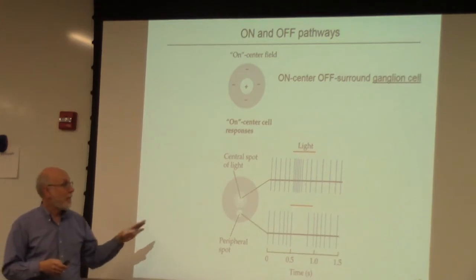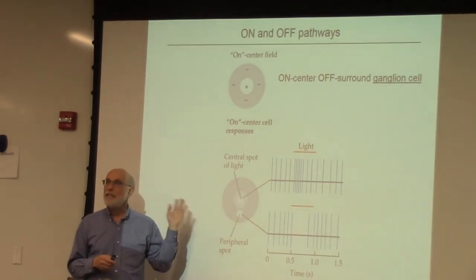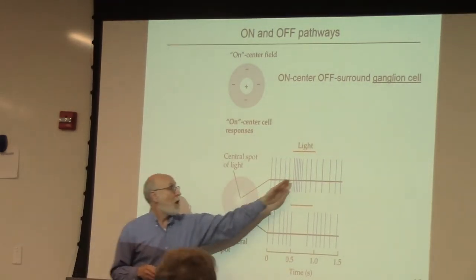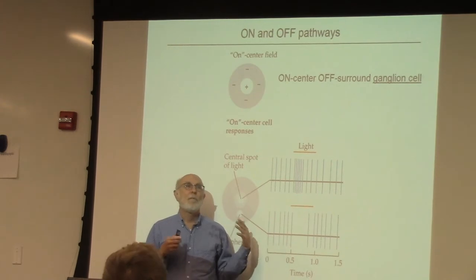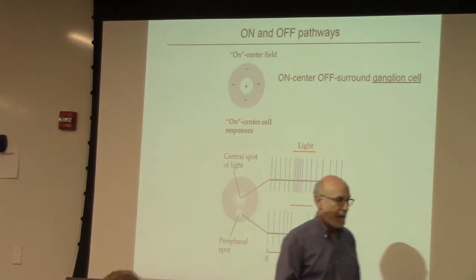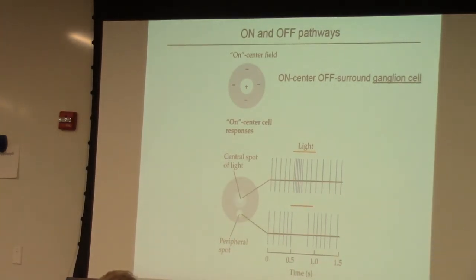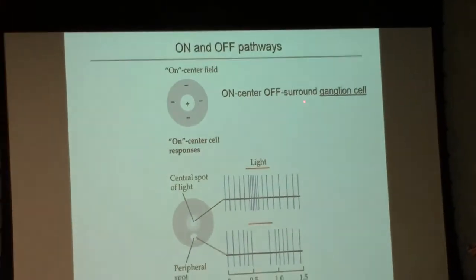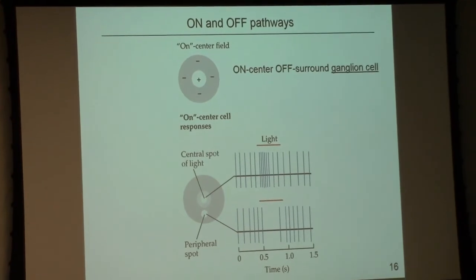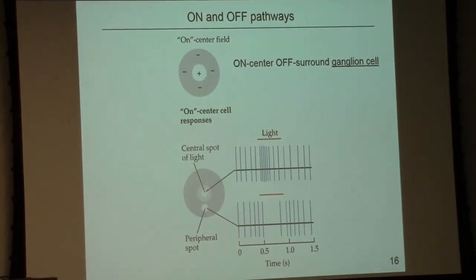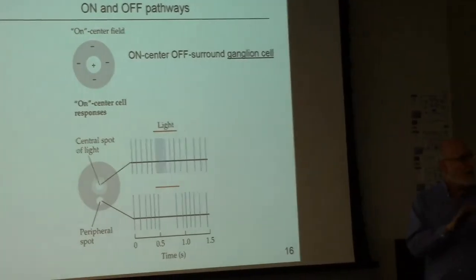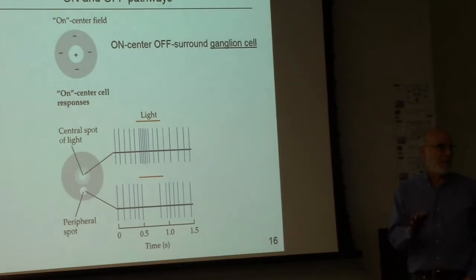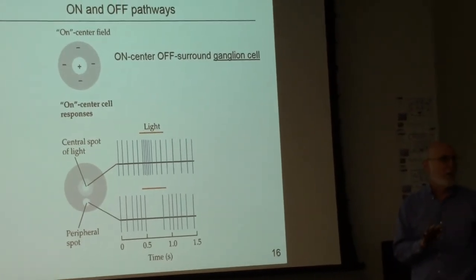So now let's try to figure out, how does a spot of light cause these different forms of electrical signaling in the retinal ganglion cell? And the strict name for these cells is on-center, off-surround, or off-center, on-surround. But we're going to just focus on the center. On-center and off-center. Let's not worry about the surround.